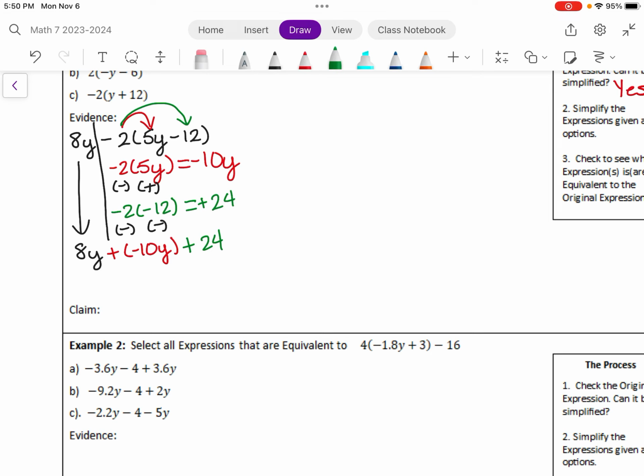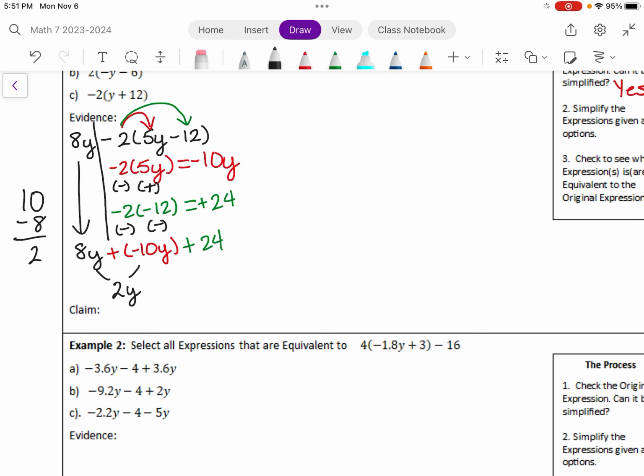Now I see I also have like terms, my 8y and my negative 10y, so I can combine those. Combining them, so I need to add. To check my signs, I have a positive and a negative, which tells me I am going to subtract. So this is going to be 10 minus 8. That is 2. Bring down that 2. And then I can't forget my y. Now I have to see if my 2 is going to be a positive or negative.